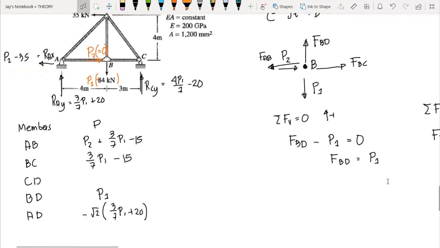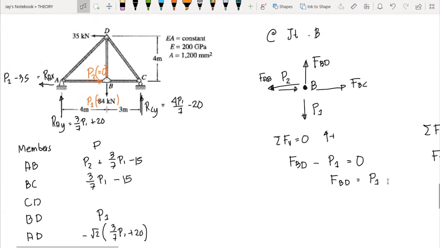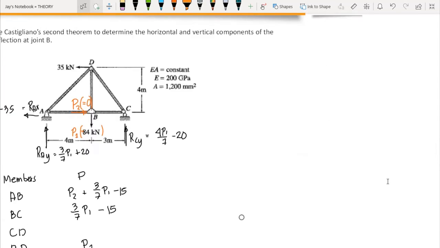And now lastly we have CD. Now we can cut at joint C. So we have at joint C. Now at joint C we have a vertical reaction RCY, which has a value of 4 P1 over 7 minus 20. And we assume that FBC is in tension. So therefore we use tension. Again, we have FBC. And we can assume that FCD here is in compression. Let's say this is our FCD.